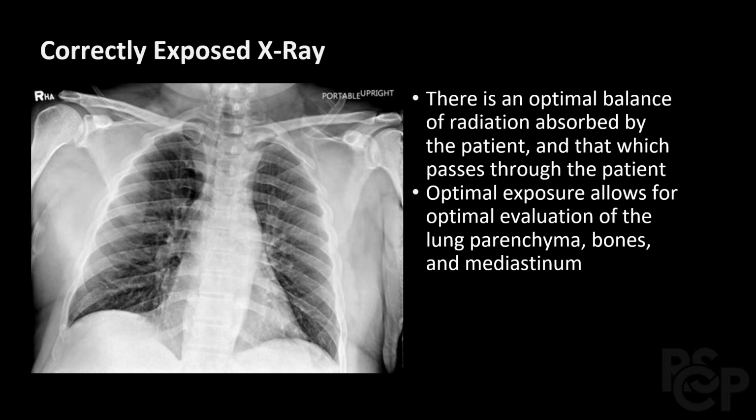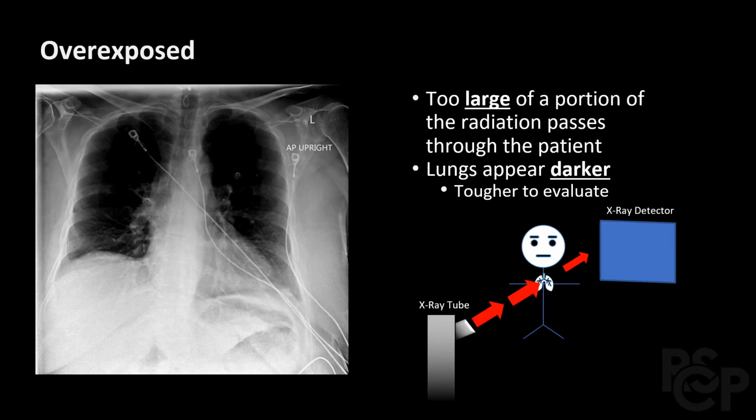In a correctly exposed X-ray, there is an optimal balance of radiation absorbed by the patient and that which passes through the patient. Optimal exposure allows for optimal evaluation of the lung parenchyma, bones, and mediastinum. In an overexposed image, too large of a portion of the radiation passes through the patient. The lungs generally appear darker and as a result are tougher to evaluate.